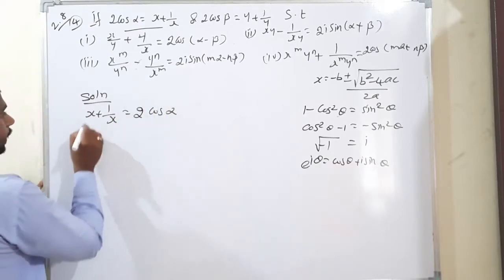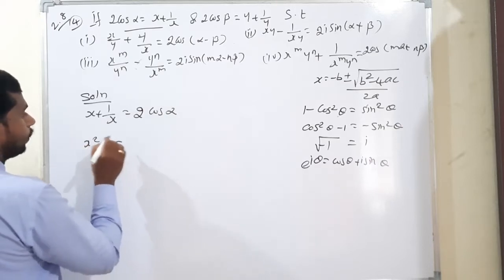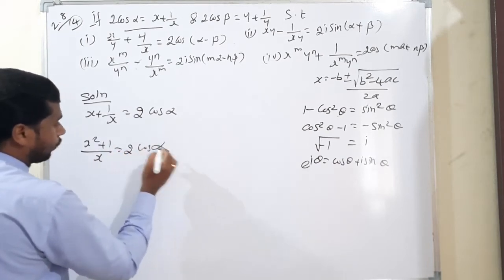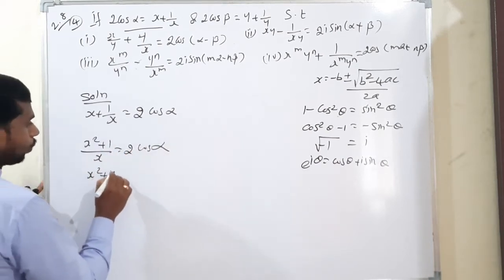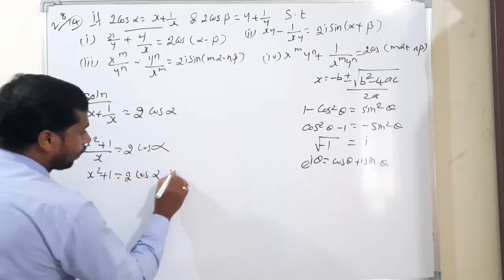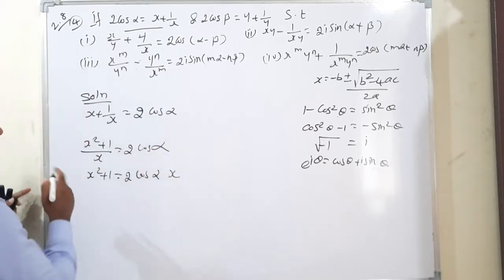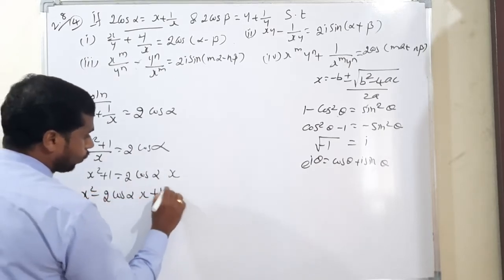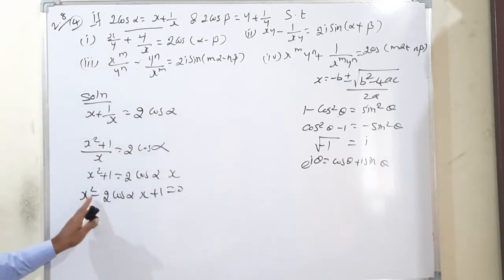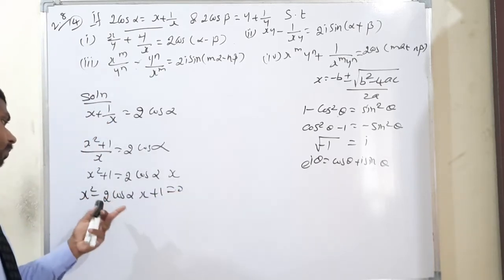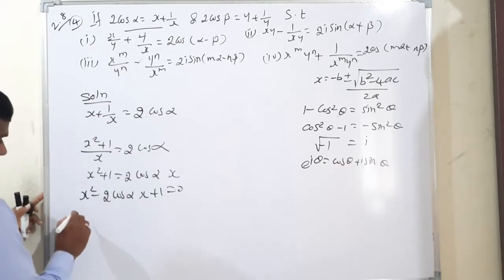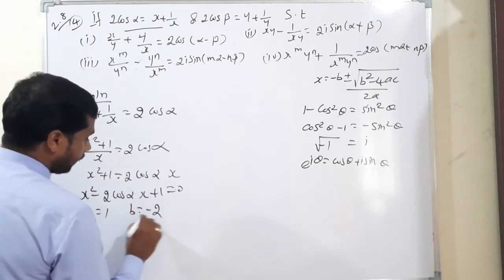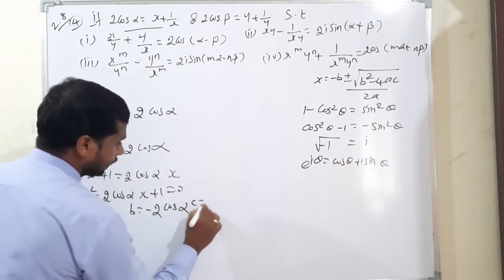Again, cross multiply: x into x, x square plus 1 divided by x is equal to 2 cos alpha. Cross multiply again: x square plus 1 is equal to 2 cos alpha x. Bring 2 cos alpha x to the opposite side: x square minus 2 cos alpha x plus 1 is equal to 0. This is the form a x square plus b x plus c. The coefficient of x square is 1, therefore a is equal to 1, b is equal to minus 2 cos alpha, and c is equal to positive 1.